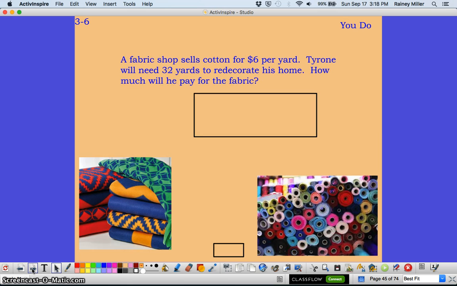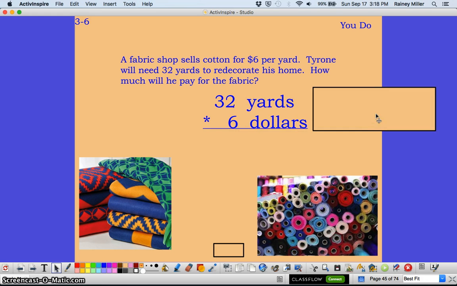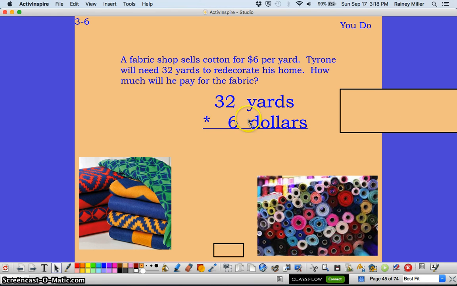Okay, next one. Go ahead, pause the video, and give it a try. So the fabric shop sells cotton for $6 per yard. Tyrone will need 32 yards to redecorate his home. How much will he pay for the fabric? So Tyrone needs 32 yards of material at $6 a yard. So I go, okay, 6 times 2 is 12. And I know 6 times 3 is 18. That's 19. So that's 192.